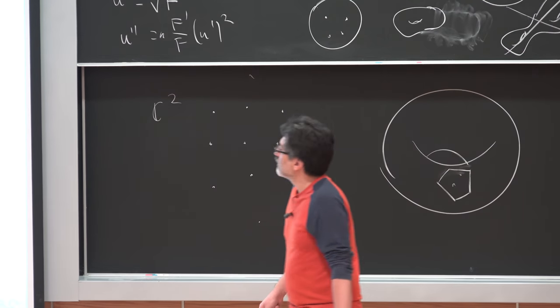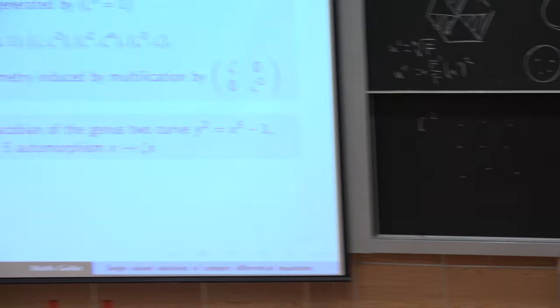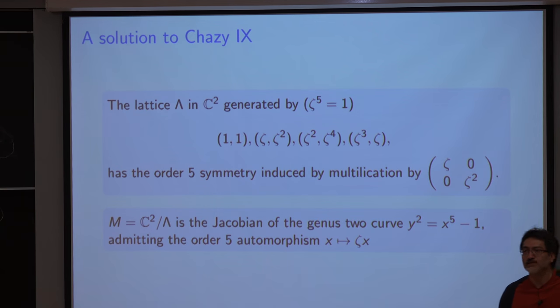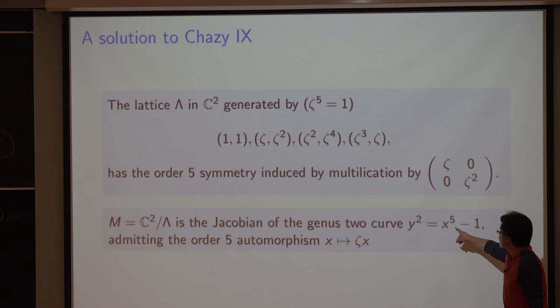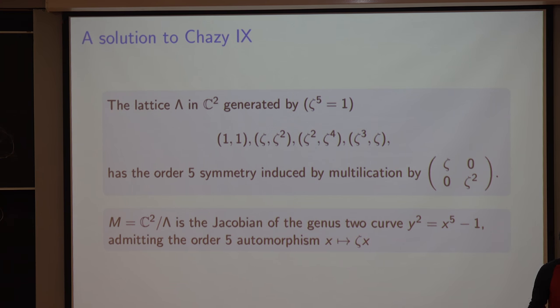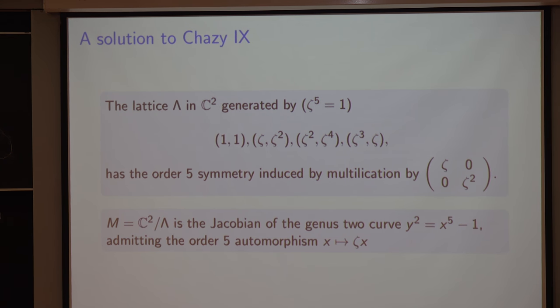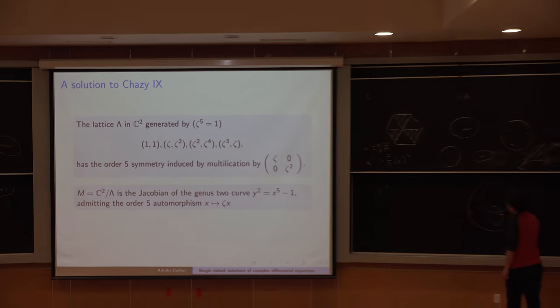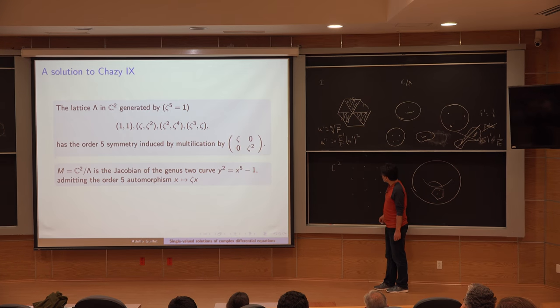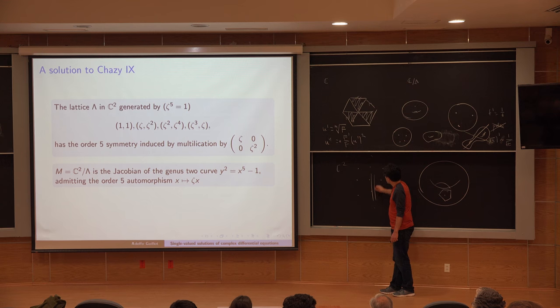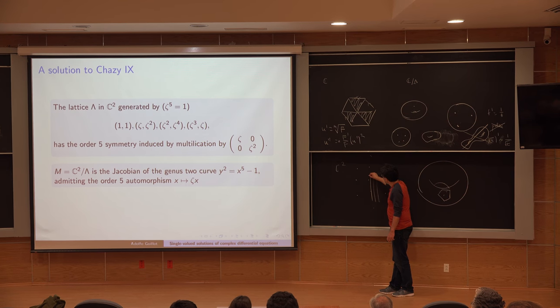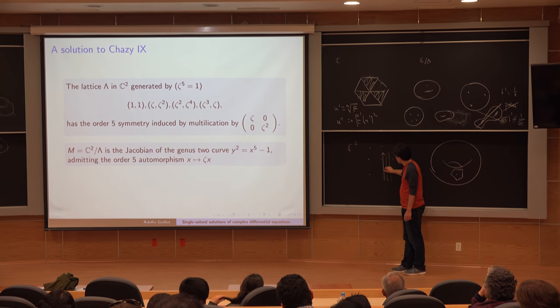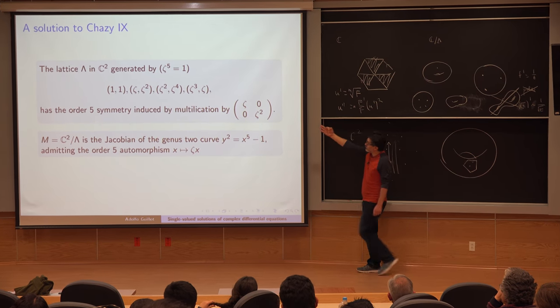And so if you want to think in terms of Jacobians, we saw Jacobians this morning, it is the Jacobian of this curve of genus 5, which has an order 5 automorphism given by just multiplying x by this fifth root of unity. And this action in C2 is linear, so both coordinate vectors are invariant under multiplication by this matrix.